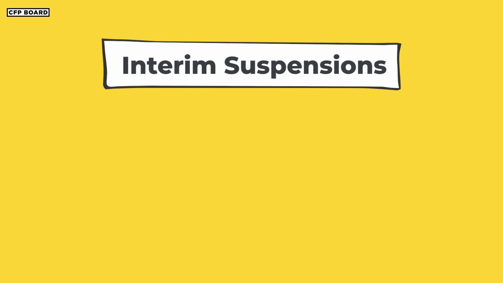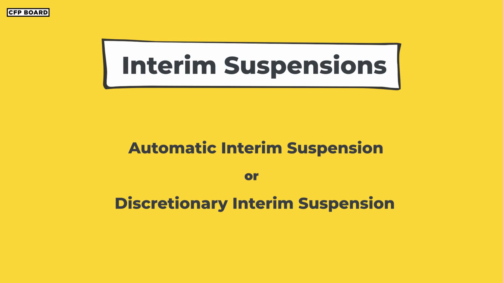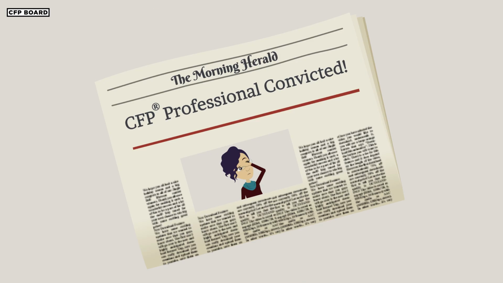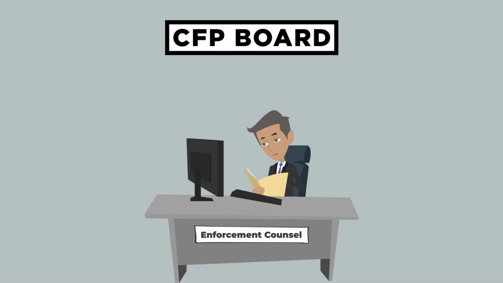Another different kind of proceeding is an interim suspension, which can be brought either on an automatic or a discretionary basis. The interim suspension tool is used in extraordinary cases involving serious matters. It suspends an individual's CFP certification immediately, while Enforcement Counsel completes its investigation.